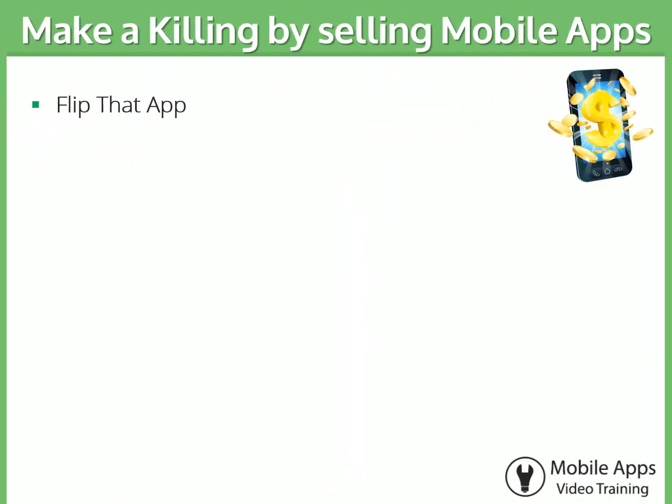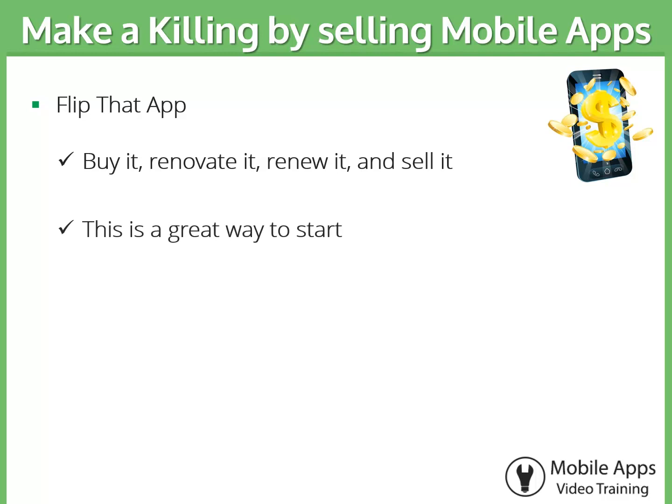Flip that app. One way to make money selling mobile apps is by doing something called app flipping. You've probably heard of house flipping. Someone buys a house, renovates it, and renews it, and then sells it for a profit. This is a great way to start because someone has already taken care of the initial work. All you are doing is leveraging that work through licensing or purchasing source code.